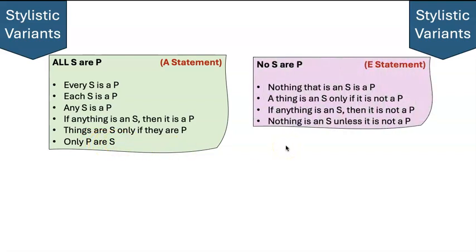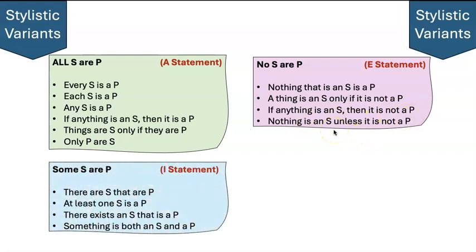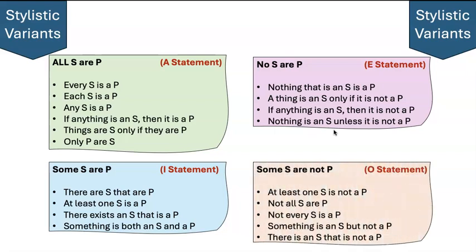Similarly, we have no S are P. Non-standard ways of saying this are: nothing that is a member of the subject category is a member of the predicate category. A thing is a member of the subject category only if it is not a member of the predicate category. If anything is a member of the subject category, then it is not a member of the predicate category, and so forth. Then we have some S are P and some S are not P, which also have stylistic variants. You can always pause to look at this to get an idea of some of the ways these things can be said.